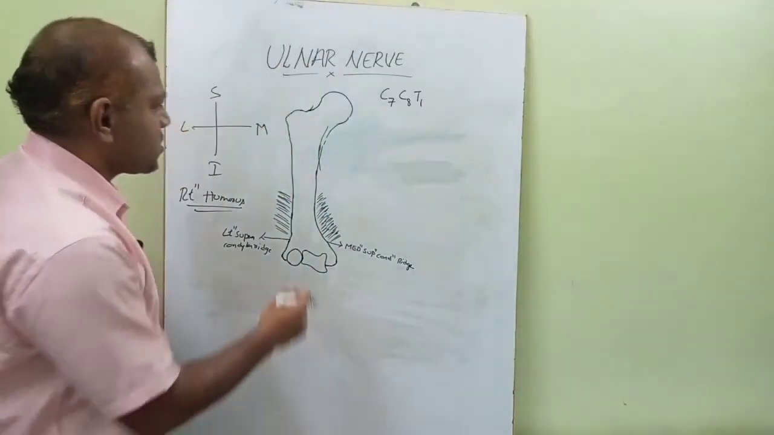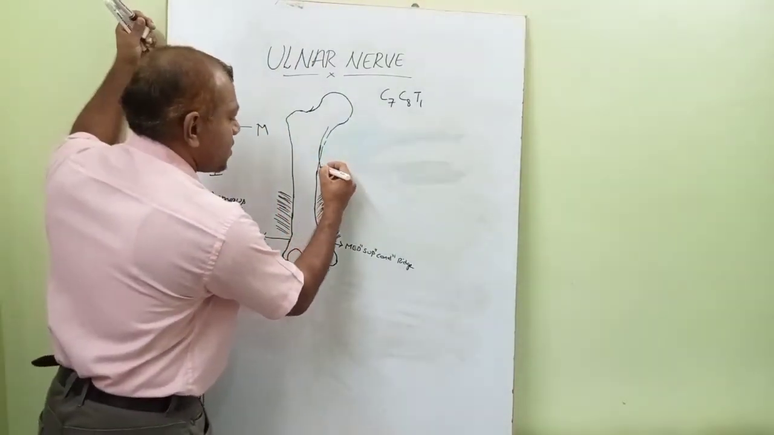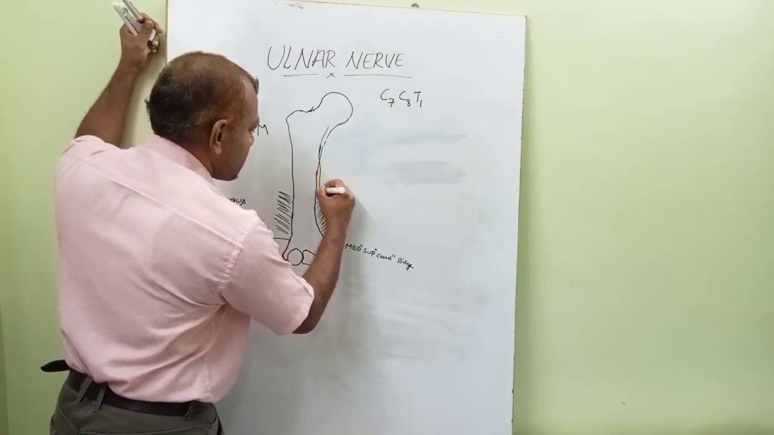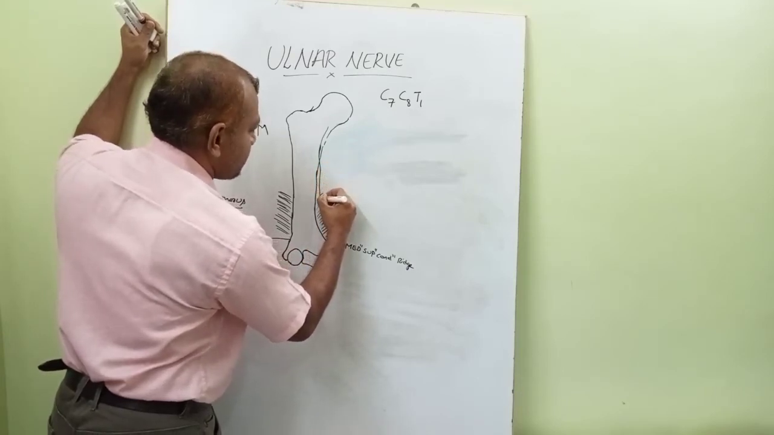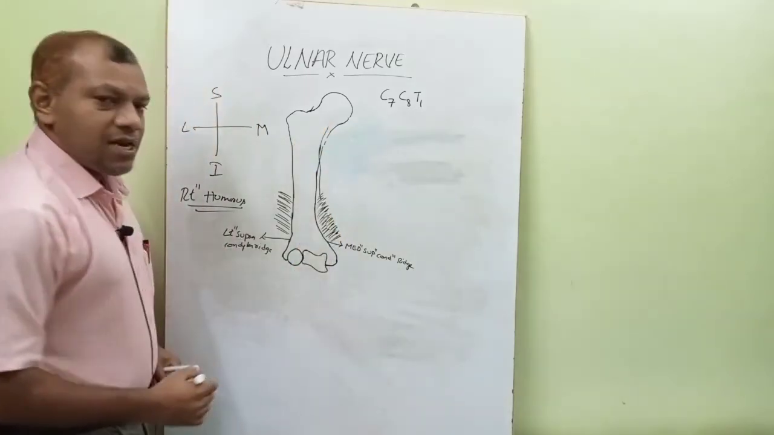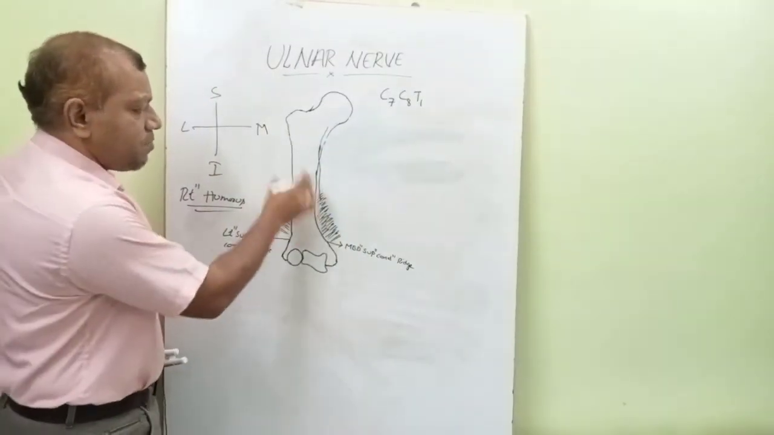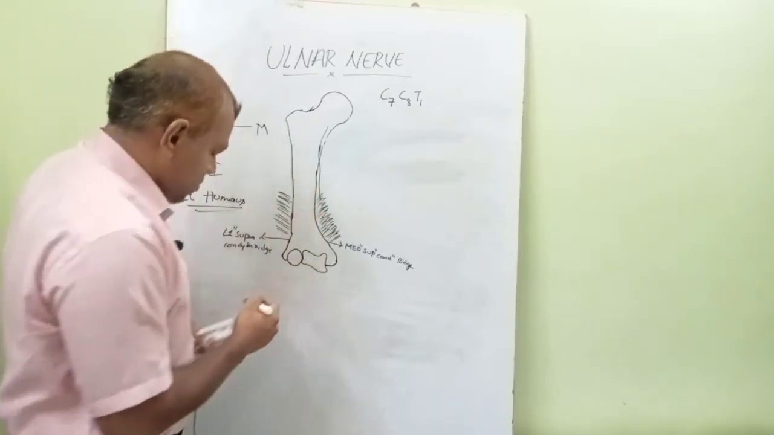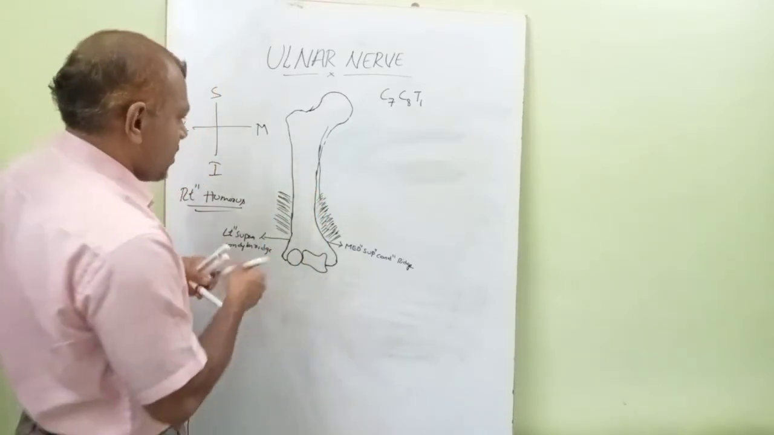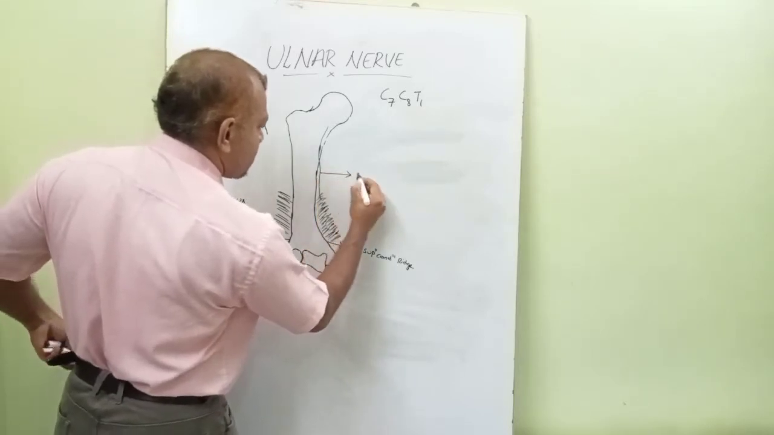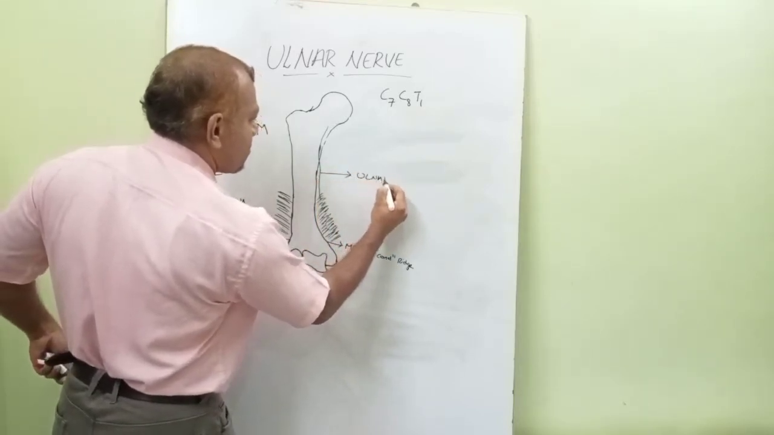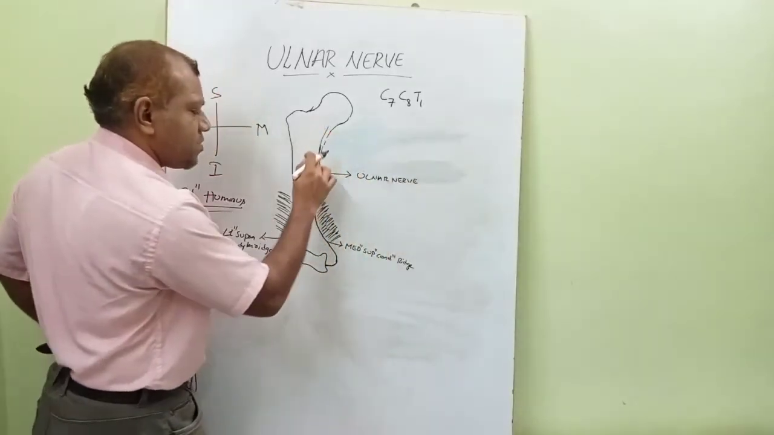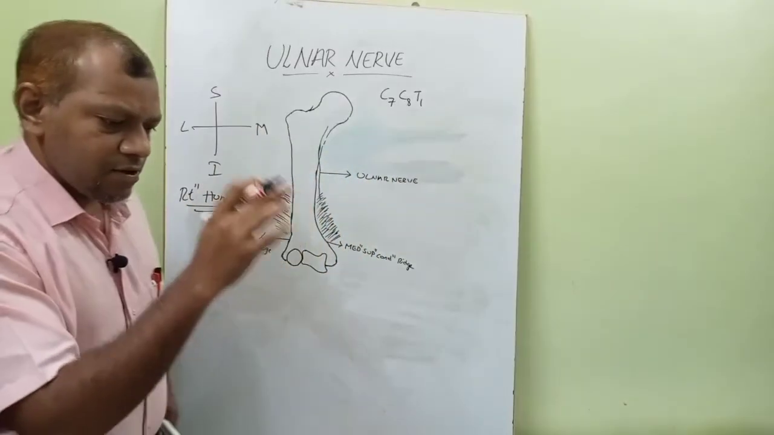Then what happens to the ulnar nerve is, it is running down and then it pierces the medial intermuscular septa. At the midpoint of the arm, this ulnar nerve is piercing the medial intermuscular septa. Try to remember, this is your ulnar nerve. Good. So the ulnar nerve runs medially along with the medial cutaneous nerve of the forearm.